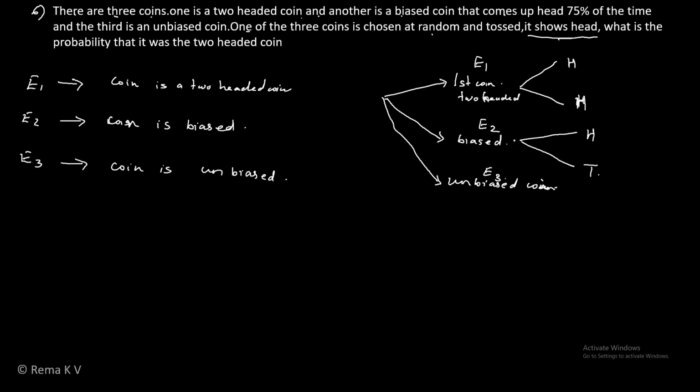That means when we toss this second coin, head comes up 75% of the time, that is 75 by 100. And the remaining 25 by 100 times the tail occurs. But in this case, this is an unbiased coin, so getting head and tail are of equal probability, that is 1 by 2, 1 by 2 each. Here this becomes 3 by 4, so the remaining is 1 by 4 in this. Is this clear?